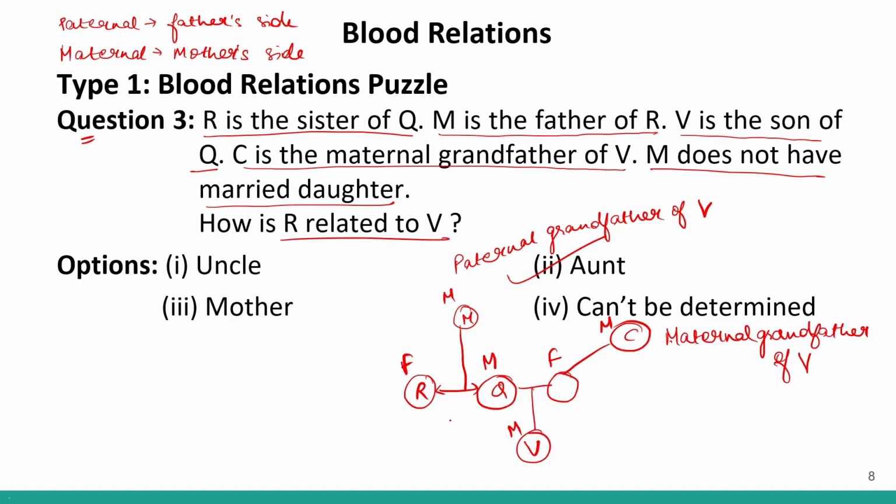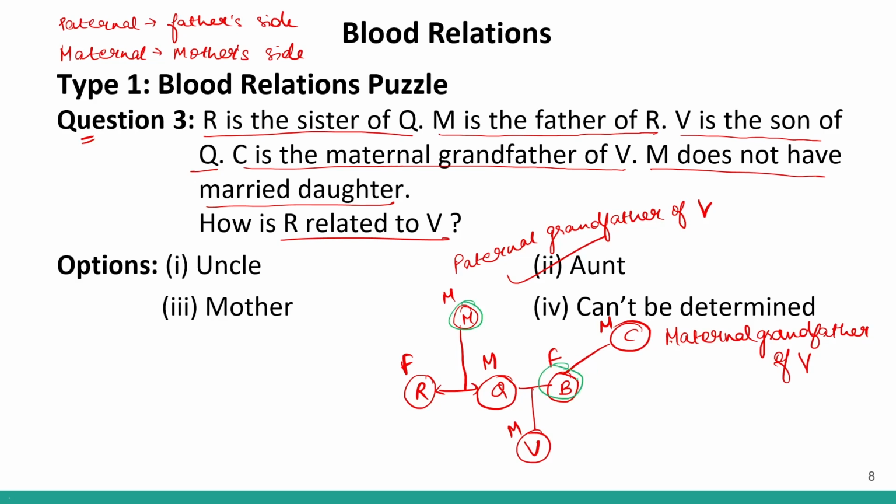In this particular arrangement, this position was empty. Now it is given to us that B is married to Q. So here we can fill B. We have to find the relationship between B and M.